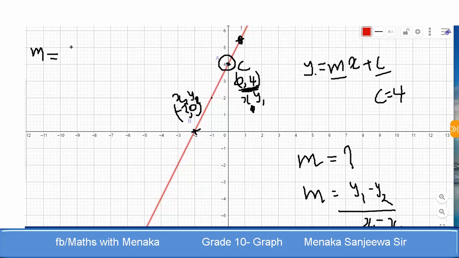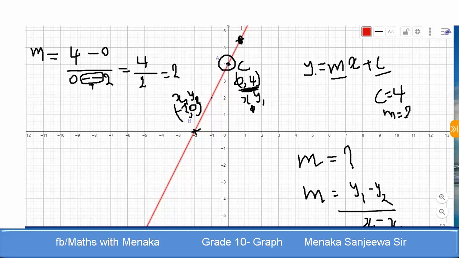So you can write 4 minus 0 divided by 0 minus negative 2. So it becomes 4, minus minus becomes plus, then 0 plus 2 is 2, 4 over 2 is 2. What's the gradient here? 2. So you can write the equation. Then y equals mx plus c. Okay, now we know the m and c. y equals m is 2, x plus c is 4. Understood?